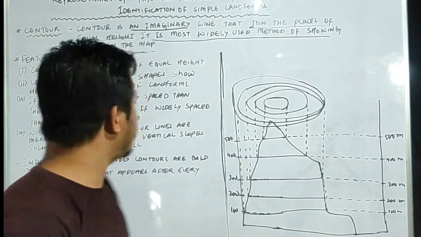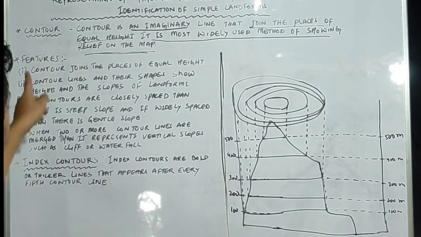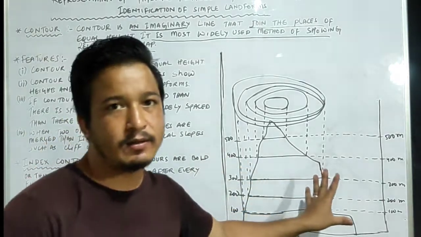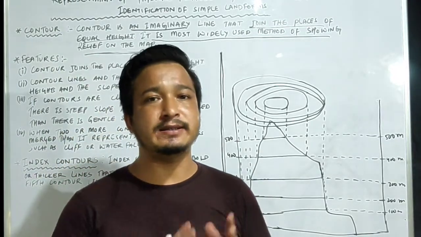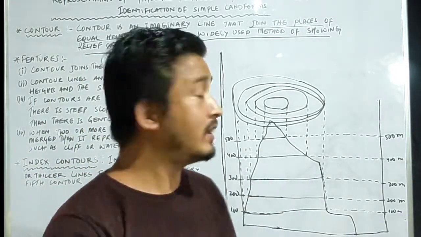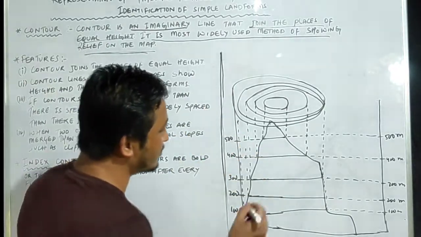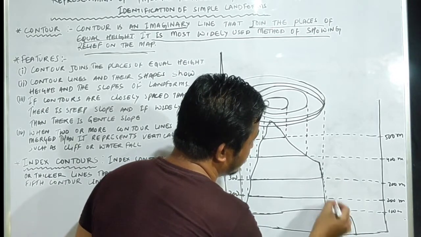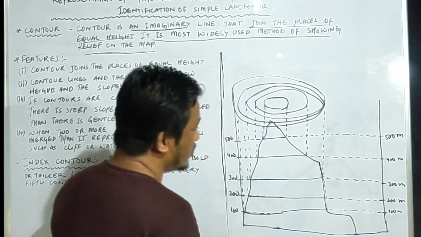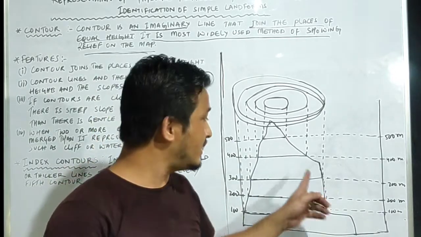So students, now let us understand feature number 4 with the help of this diagram. Here we have one disclaimer: I am not that good at drawing. So this is my drawing. I have drawn one waterfall, or you can say cliff. In Hindi we say jharna. So this is jharna.